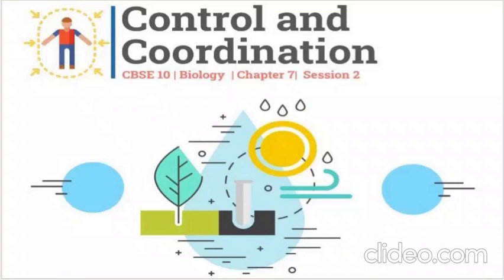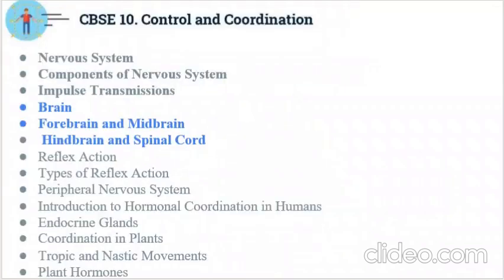In the previous session, session number 1, we discussed an introduction to the nervous system and impulse transmission. Today we are here with session number 2. In today's session we are going to understand all about the brain: the forebrain, midbrain, hindbrain, and spinal cord. It's all about the structure of the brain and the spinal cord.